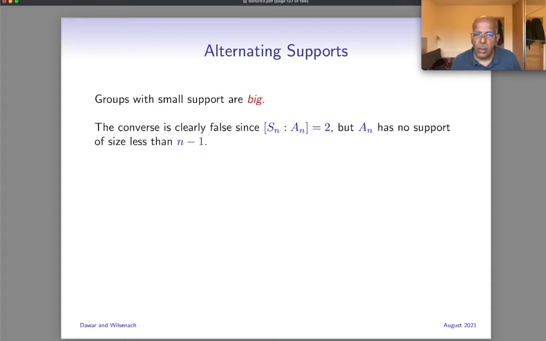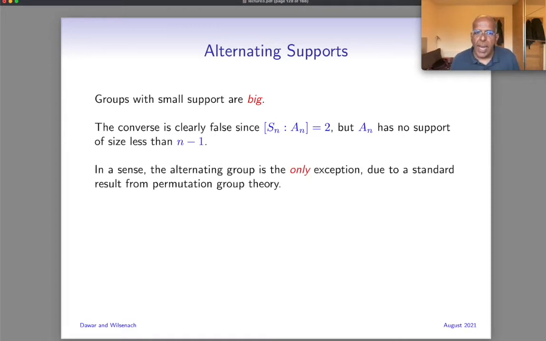So here's essentially how we prove this. I said groups with small support are big, but the converse is false in that the alternating group is big, it has small index, but it has no small support. It turns out, in a sense, this is the only exception because of standard results of permutation group theory. And then we show that this exception doesn't actually arise in the context of circuits, which means that for the groups that actually appear as stabilizer groups of gates in the circuit, the converse is, in fact, true. Big groups do have small support.